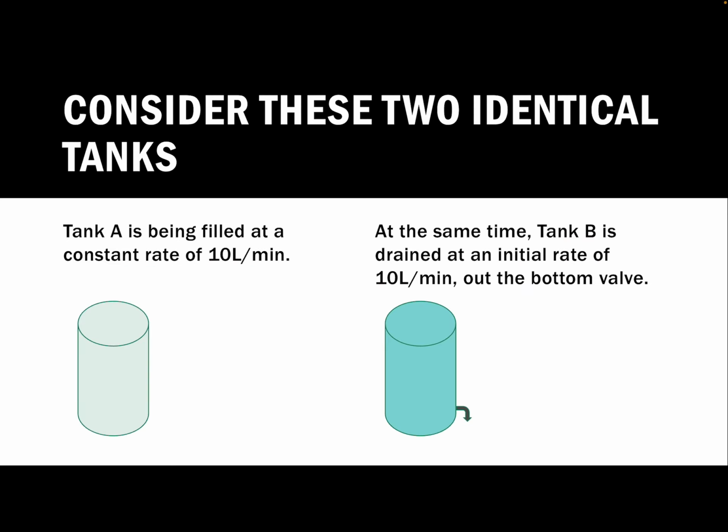Okay, consider these two identical cylindrical tanks. Tank A is being filled at a rate of 10 liters per minute, so 10 liters are added every minute. At the same time, tank B is drained at an initial rate of 10 liters per minute out of the bottom valve. So there's a valve at the bottom of this cylindrical tank, and once it's opened, it initially drains at 10 liters per minute out of the bottom.